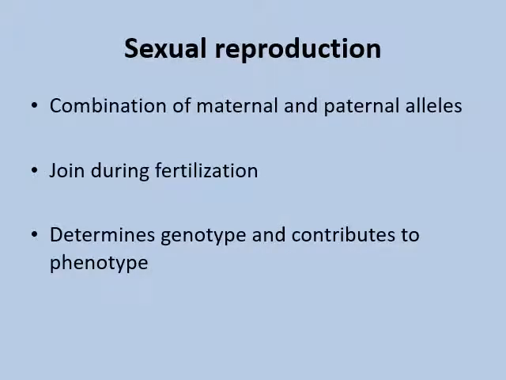Okay, so we've gone over mitosis. Mitosis is what your body normally goes through for cell division, all somatic cells or body cells. Now we're getting into sexual reproduction, which is meiosis. Sexual reproduction is a combination of your maternal and paternal alleles. They join during fertilization, and that's what determines your genotype, and it also contributes to your phenotype. Okay.